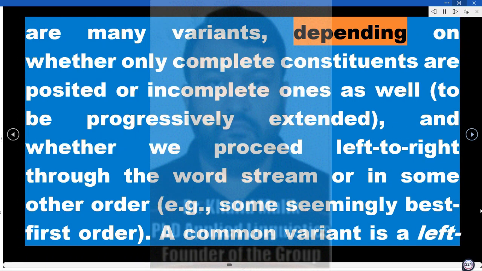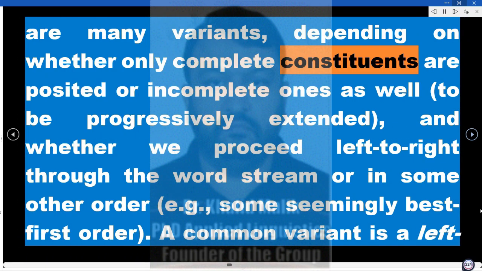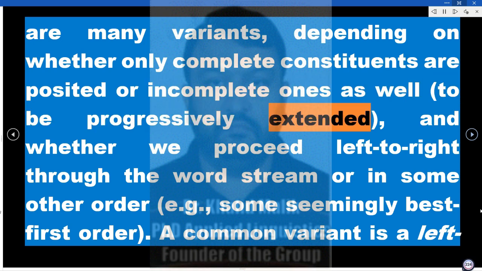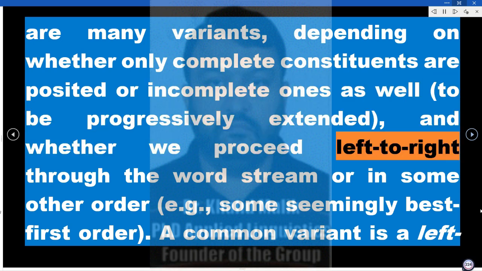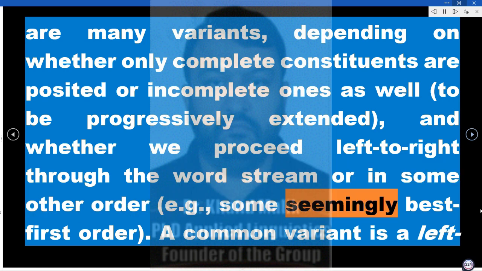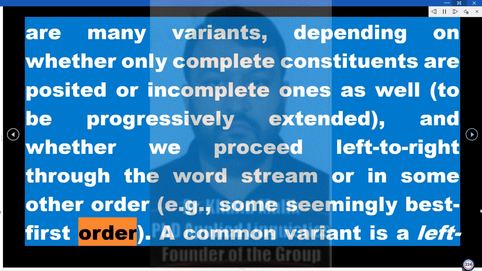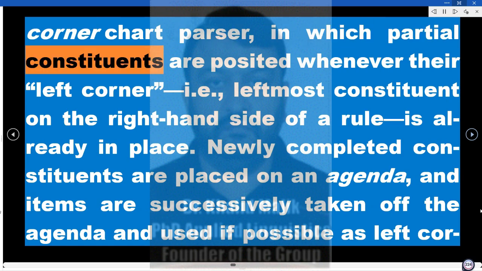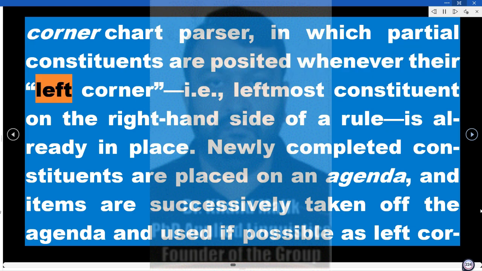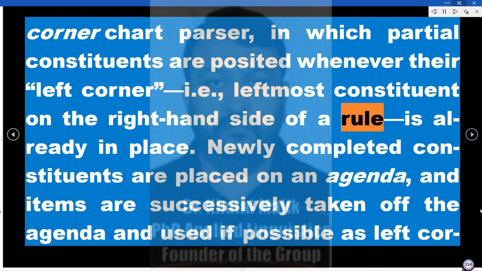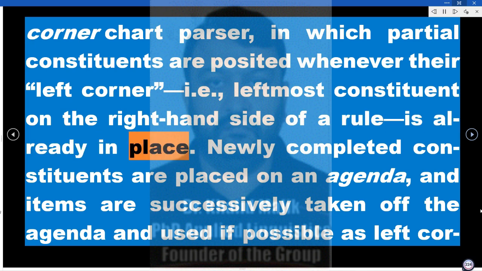There are many variants, depending on whether only complete constituents are posited or incomplete ones as well, to be progressively extended, and whether we proceed left to right through the word stream or in some other order, for example, some seemingly best-first order. A common variant is a left corner chart parser, in which partial constituents are posited whenever their left corner, i.e., leftmost constituent on the right-hand side of a rule, is already in place.